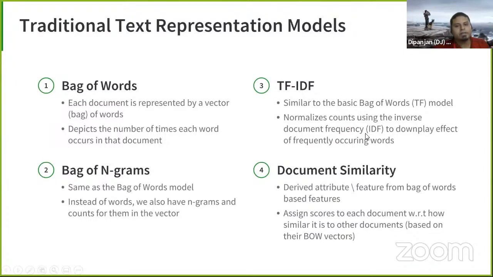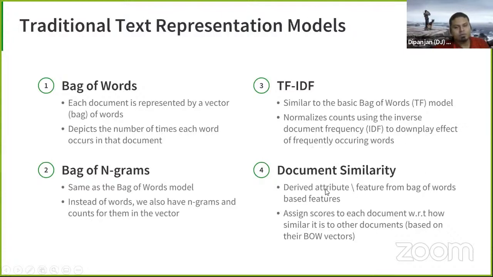So if you divide it by the inverse document frequency, or actually you multiply the TF by the inverse document frequency, since the IDF is so high, it will end up reducing the weight of those words which are occurring in each and every document. So that is where TF-IDF is used to downplay the effect of frequently occurring words.